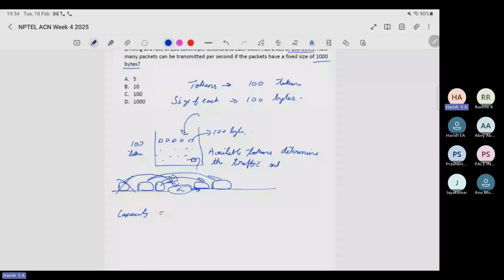Okay, so someone has given the answer as 10. Yes, you're right. Good. But also, if you can tell us why answer D is wrong, I mean, for the previous question, it'll be great.